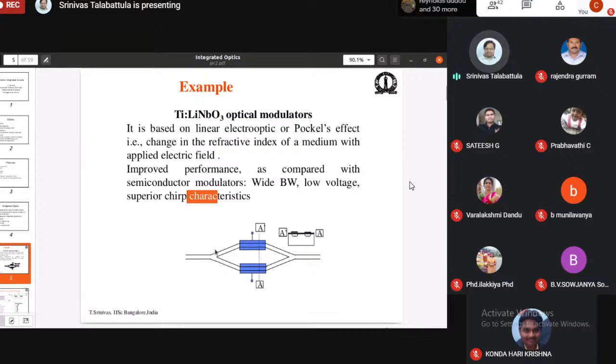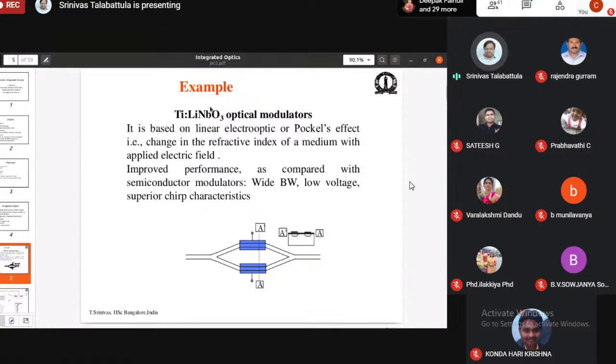There's a box outside which shows the boundaries. You can inject light into this input port and measure the light at the output port. It is divided into two here and then combined back here. These bluish ones are two electrodes. You can put a voltage on top of this and then modulate. If you put a high data rate signal here, you can modulate at very high speed, say 10 Gbps or 100 Gbps.